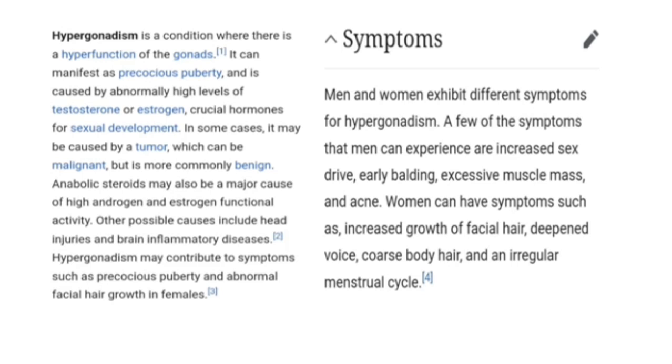So symptoms of hypergonadism: men and women exhibit different symptoms. A few of the symptoms that men can experience are increased sex drive, early balding, excessive muscle mass, and acne on the face. Women can have symptoms such as increased growth of facial hair, deepened voice, coarse body hair, and an irregular menstrual cycle.